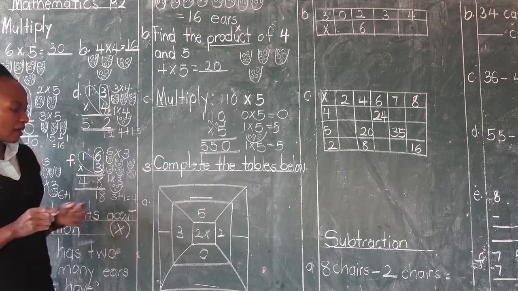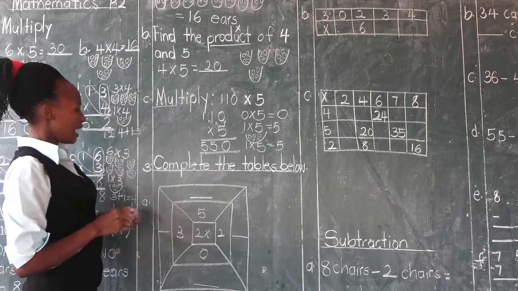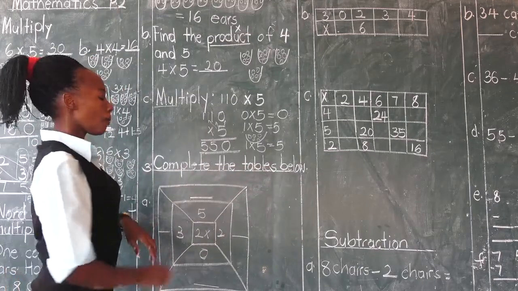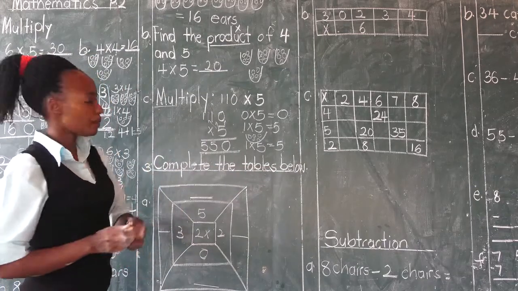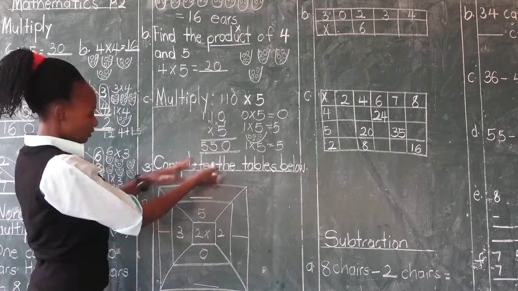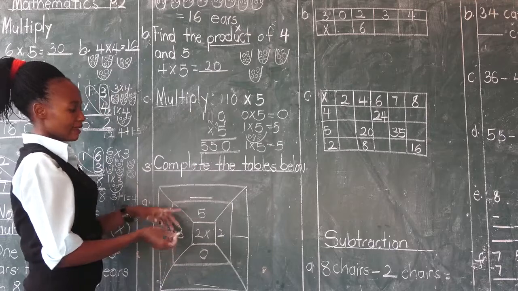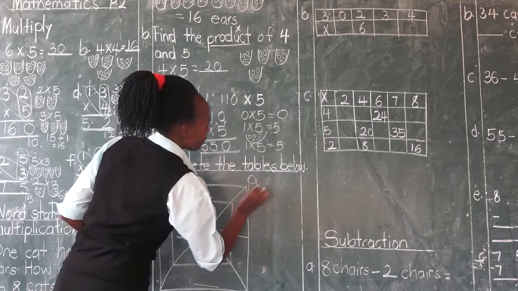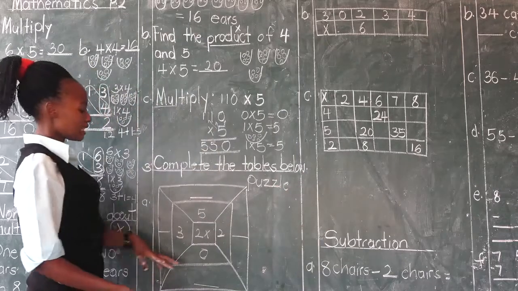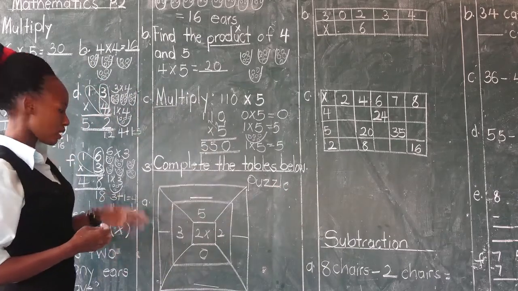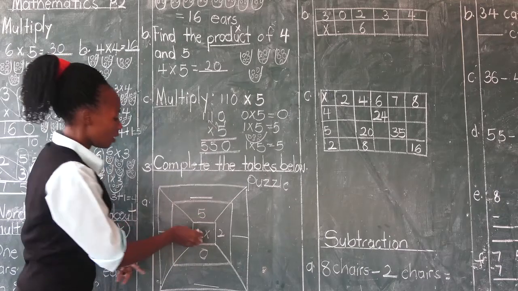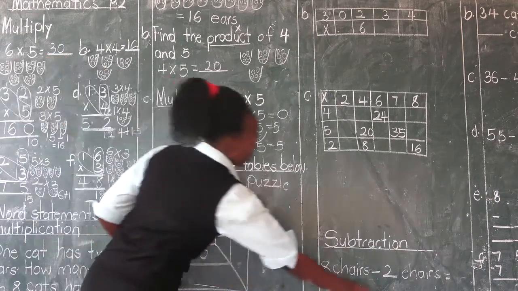Okay, now let's come to the puzzles. Here we have complete the tables below. Sometimes they can tell you complete this puzzle, or these puzzles, any. But this one, they can term it as the puzzle, and this is the word puzzle. If you happen to find it, you just work it out, and if they tell you to add, you add. Subtract, you subtract. But here they told us to multiply. This is the symbol or the sign for multiplication.